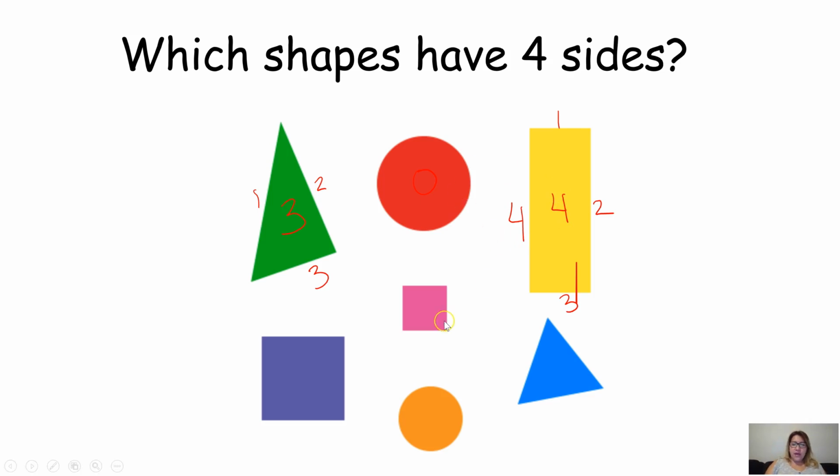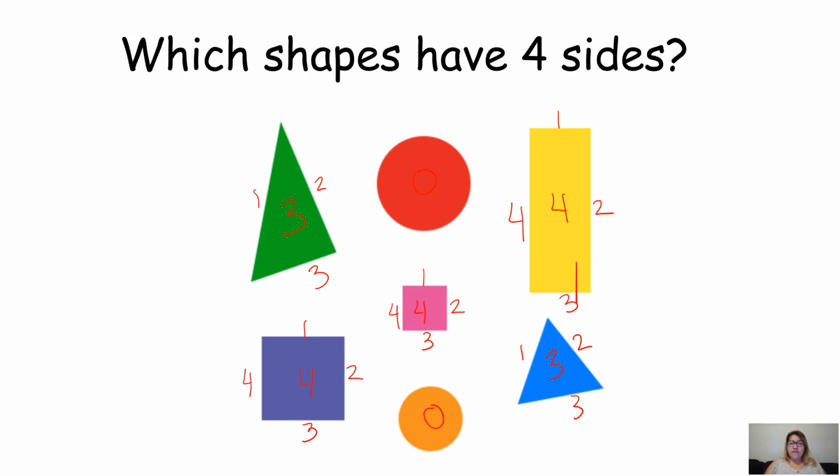Okay, we have a square here. 1, 2, 3, 4. We have another square here. 1, 2, 3, 4. And then we have a round circle, no sides. And then we have a triangle, 1, 2, 3 sides. Okay, so this one has 3, this one has 4, this one has 4, this one has 0.